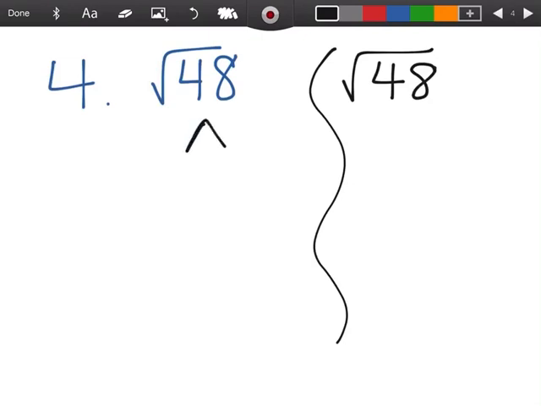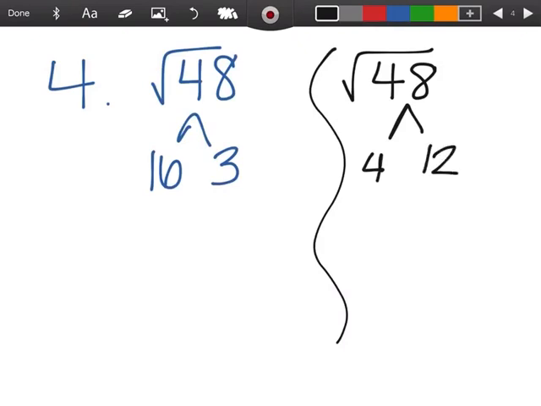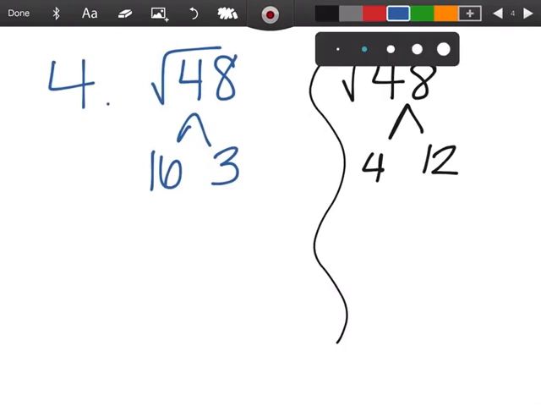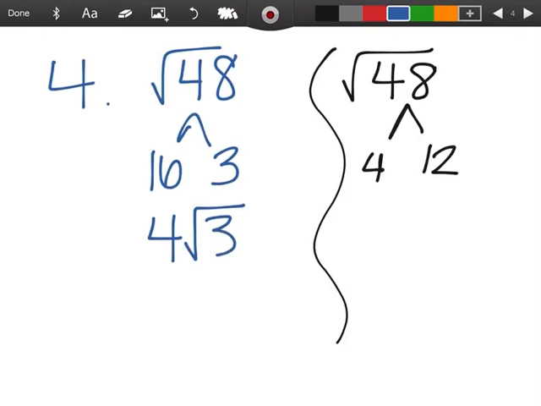So I can either split it up, I'll stick with my color scheme here, to be 16 and 3, or I can split it up to be 4 and 12. Both multiplied equal 48. So the square root of 16 is 4, and the square root of 3 is just the square root of 3, so 4 root 3 is my answer. Over here, when I take the square root of 4 and get 2, the square root of 12 is not a whole number.